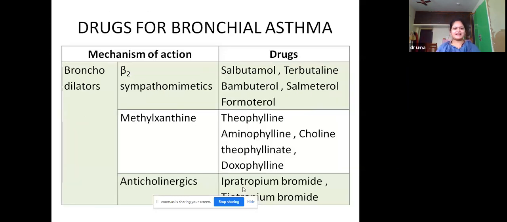And now coming to the drugs for bronchial asthma, these three mainly come under bronchodilators: beta-2 sympathomimetics, methylxanthines, and anticholinergics. In beta-2 sympathomimetics, the drugs are salbutamol, terbutaline, bambuterol, salmeterol, and formoterol. And methylxanthines: theophylline, aminophylline, choline theophyllinate, and doxofylline. The anticholinergics are ipratropium bromide and tiotropium bromide.